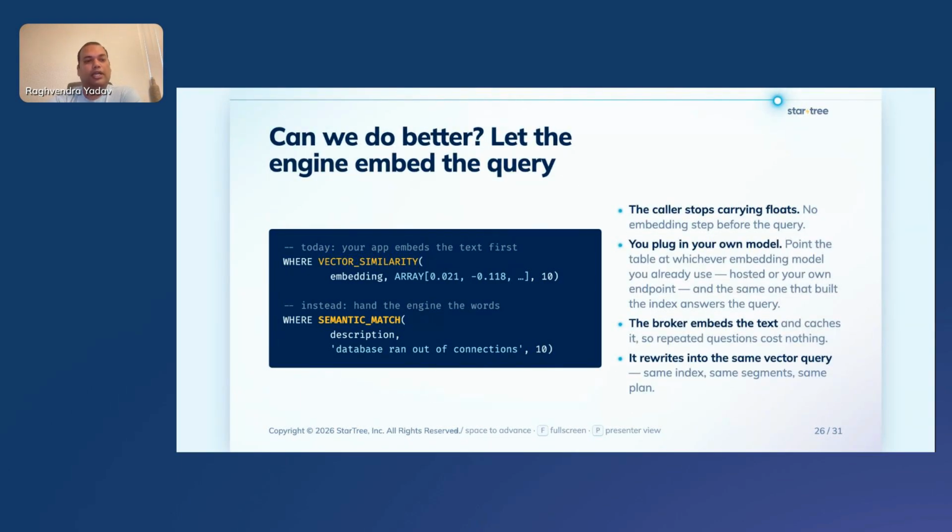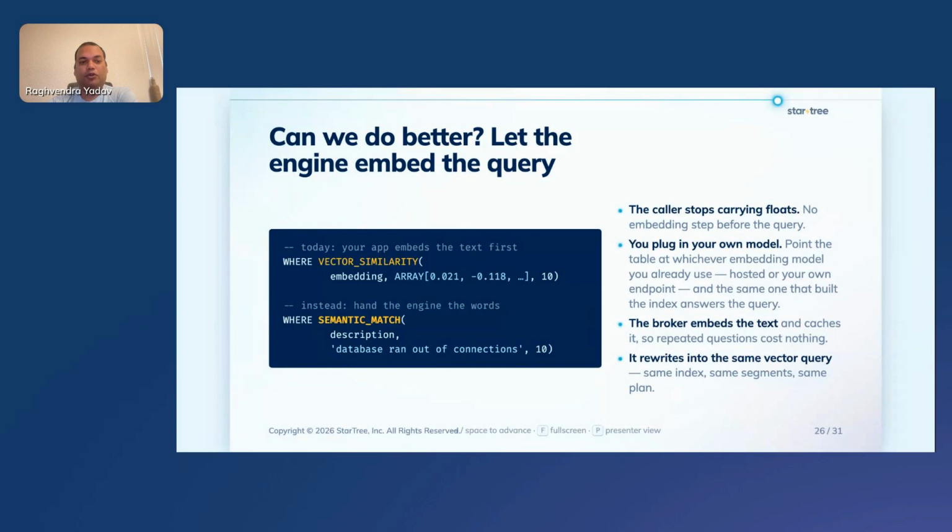So we saw that we ran the vector similarity, and for vector similarity, you need to specify the vector embedding yourself in the queries. So the question is, can we do better? And that's where the semantic search or semantic match comes in. The idea is, because you will have to construct those embeddings using your embedding model outside of these query engines to use the vector similarity.